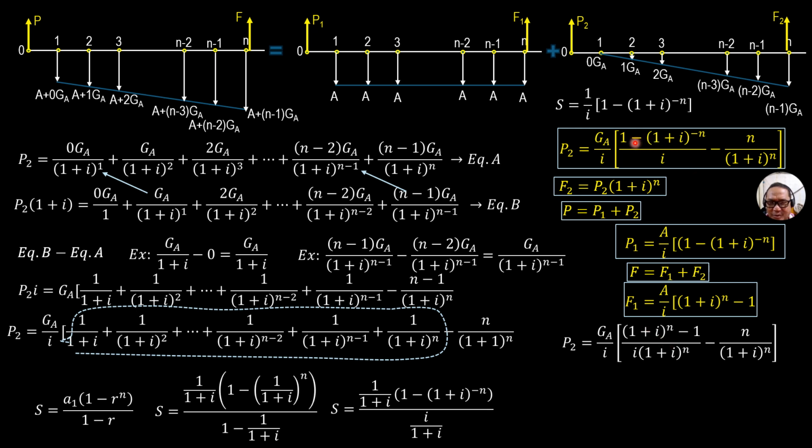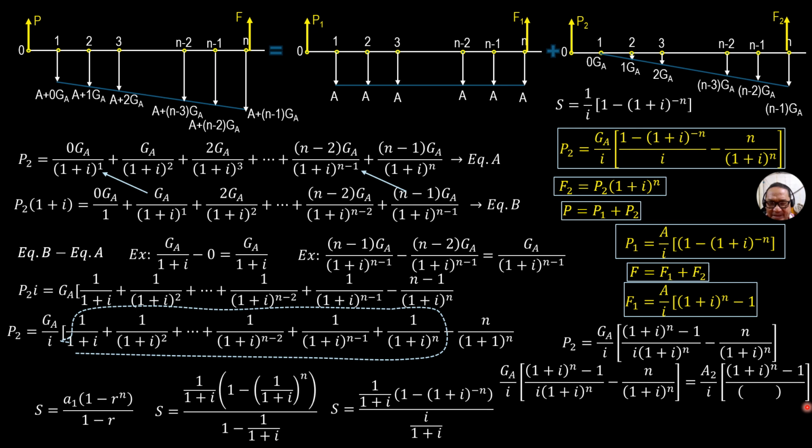This is also 1 plus i to the n minus 1 over i, then 1 plus i to the n, then G sub A over i, then minus n over 1 plus i to the n, so that G sub A over i times quantity 1 plus i to the n minus 1 over i, 1 plus i to the n minus n over 1 plus i to the n is multiplied by 1 plus i to the n to derive F2, so that F is just F1 plus F2.